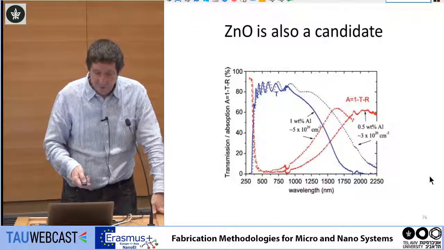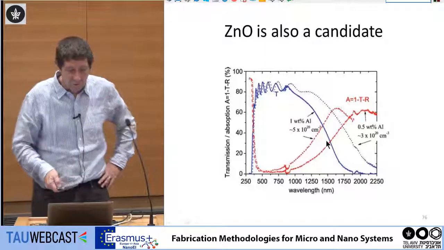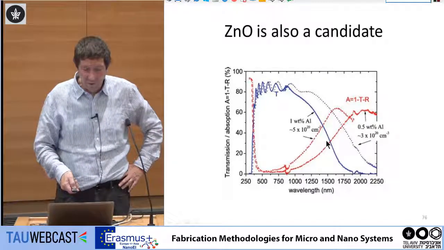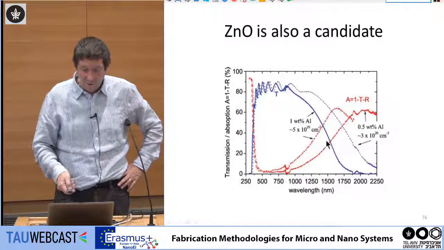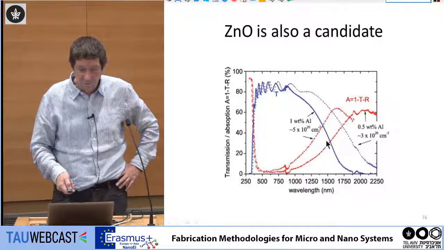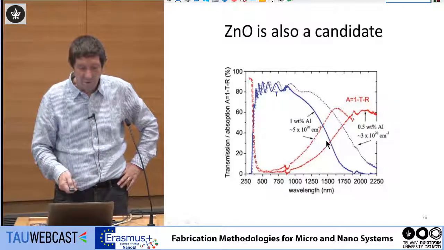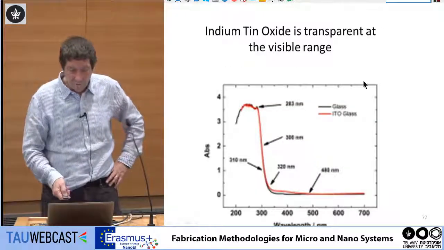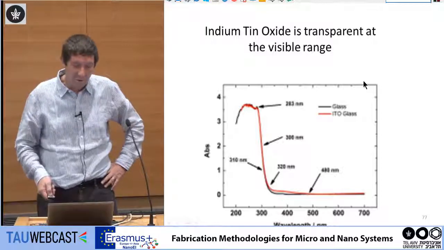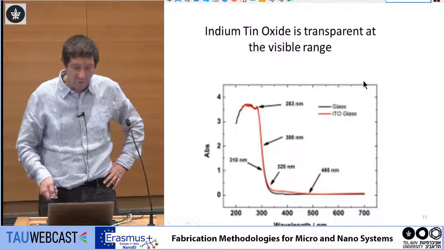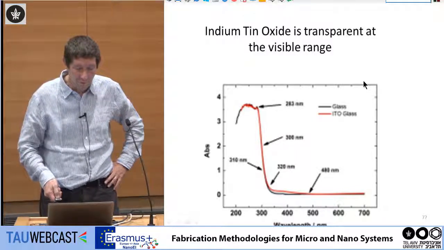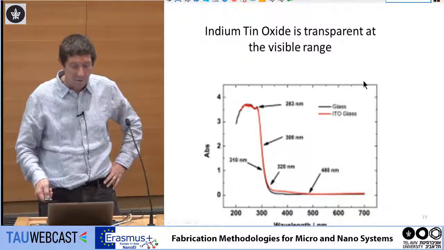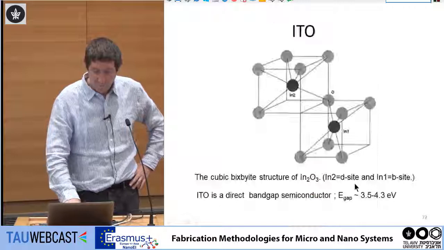This is the transmittance of zinc oxide. You can see it starts at ultraviolet, and this is the transmittance, and it's pretty good in the visible range. So zinc oxide is actually a pretty good candidate. For indium tin oxide, this is absorption, which is the opposite of transmission. This is a very low absorption, down to about 350, so it's also very transparent in the visible range.